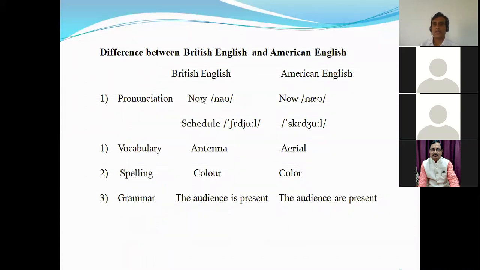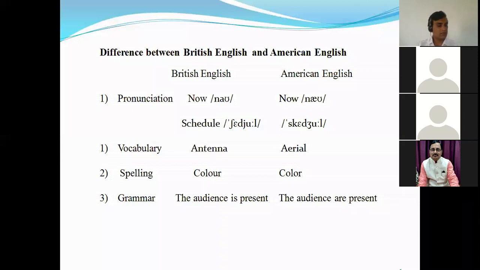Let us see the slight differences between British English and American English. Four major differences are there. The first is regarding pronunciation. For example, the same spelling is pronounced differently in British and American English. Another example: we say schedule in British English, and the same word is pronounced differently in American English. So there is a certain difference in pronunciation between British and American English.